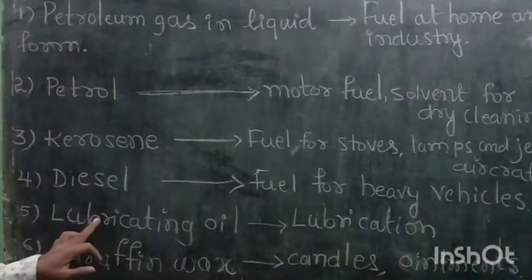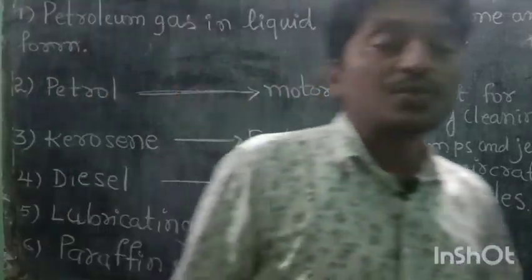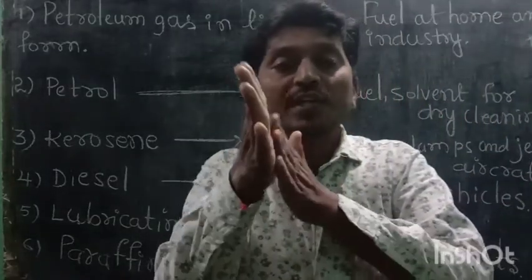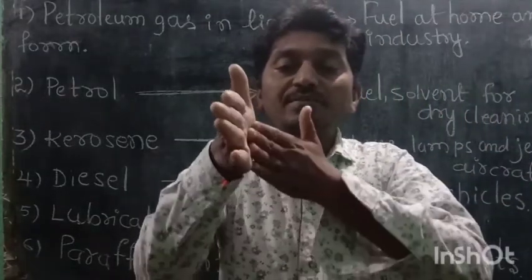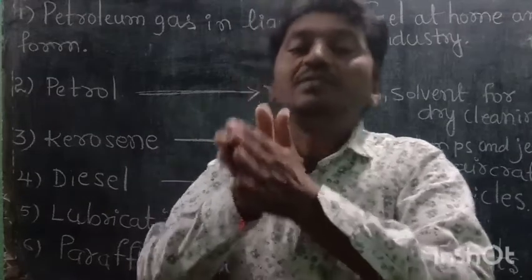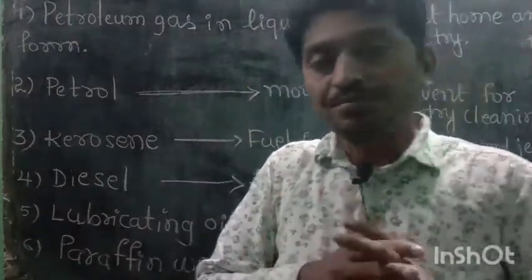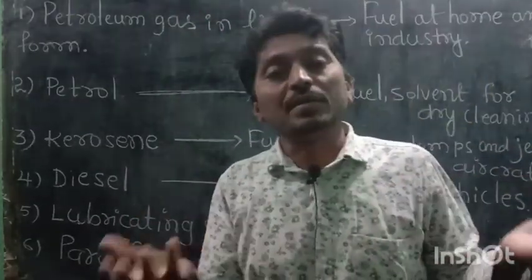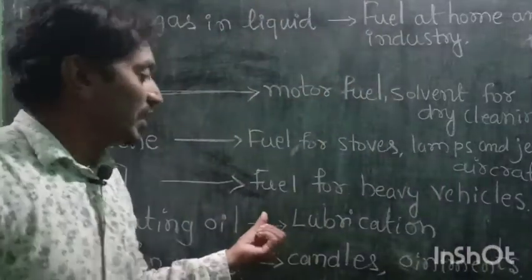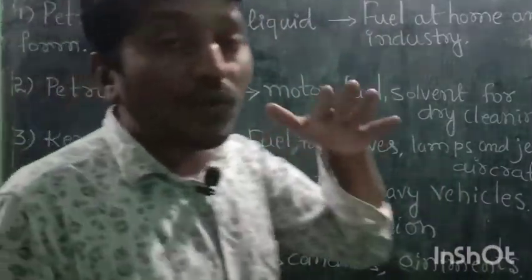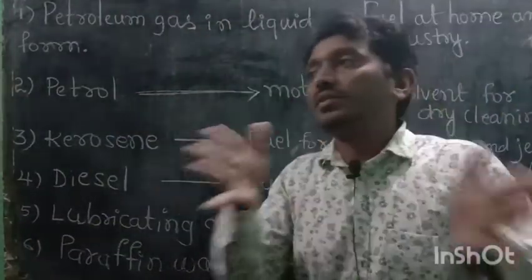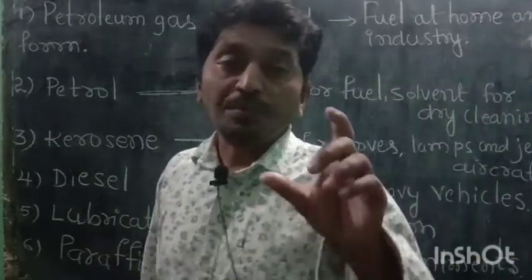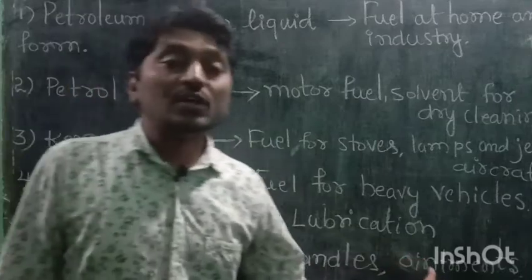At last, lubricating oil. Lubricating means what? As you know already about friction: friction means when two bodies rub against each other continuously, friction takes place. If friction takes place, the parts gradually lose their strength and may get cut. So we use lubricating oil to prevent friction between two objects. And the paraffin wax is used to prepare candles as well as ointments.